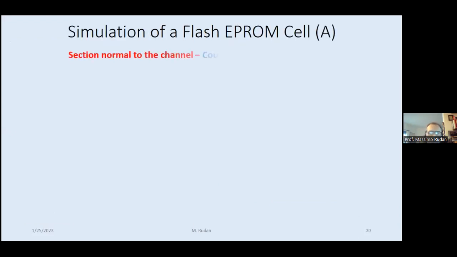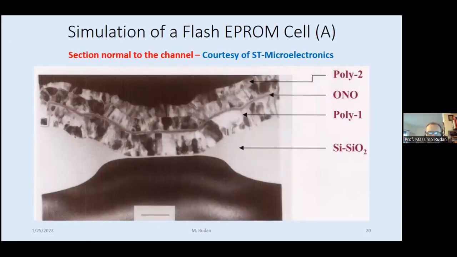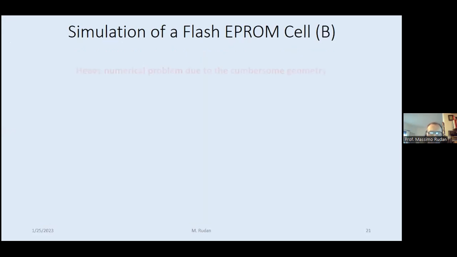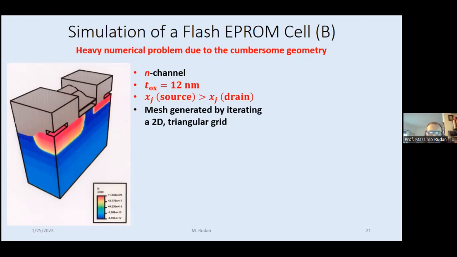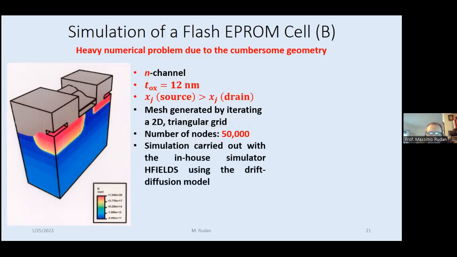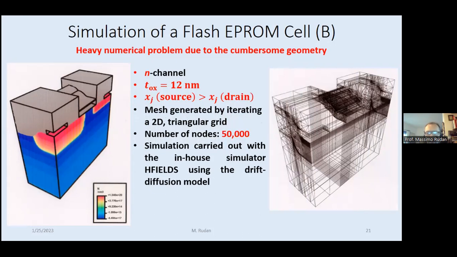By way of example, I'm going to show a simulation of the EEPROM cell. Actually, two EEPROM cells next to each other. The cells have an N-channel and 12 nanometers of oxide thickness. They are asymmetric. The junction depth of the source is larger than that of the drain. The grid amounts to a total of 50,000 nodes. And the simulation was performed by using the in-house program H-fields that was built up at the University of Bologna. This is the example of the grid.